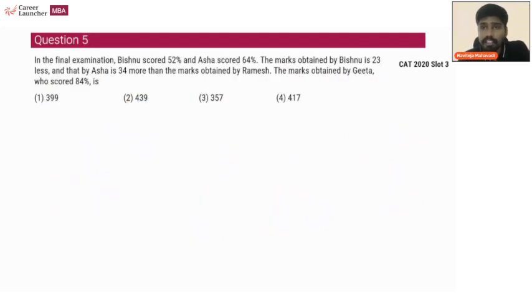Let's look at the last question for this video. This is the CAT 2020 slot 3 question. In a final examination, Vishnu scored 52%, Asha scored 64%. Marks obtained by Vishnu is 23 less and Asha is 34 more than the marks obtained by Ramesh. So Ramesh scored R marks. These 23 and 34 are absolute marks. Leave it aside. There are 2 percentages given. Marks obtained by Geeta is 84%. How much are the marks obtained by Geeta is the question.